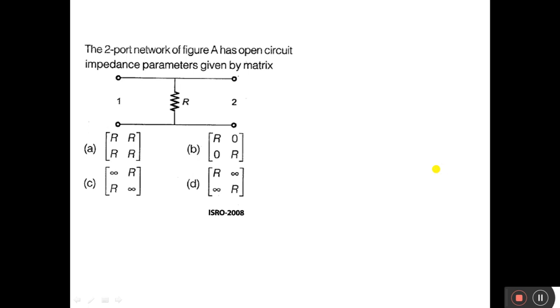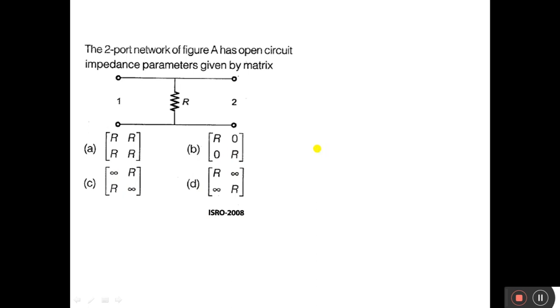The two-port network of figure A has open circuit impedance parameters given by the circuit given. Option A, all the values are R. Option B, R, 0, 0, R. Option C, infinity, R, infinity. Option D, R, infinity, infinity, R. This question was asked in ISRO 2008.